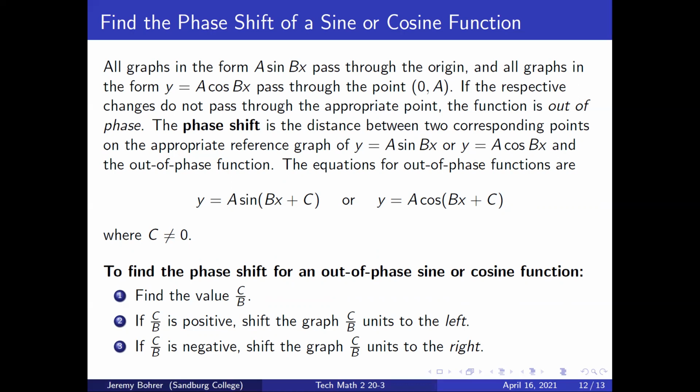The equations for out of phase functions are y equals a sine bx plus c or y equals a cosine bx plus c, where c is not equal to 0. To find the phase shift of an out of phase sine or cosine function, first find the value c divided by b. Second, if c divided by b is positive, shift the graph c divided by b units to the left. If c divided by b is negative, shift the graph c divided by b units to the right.